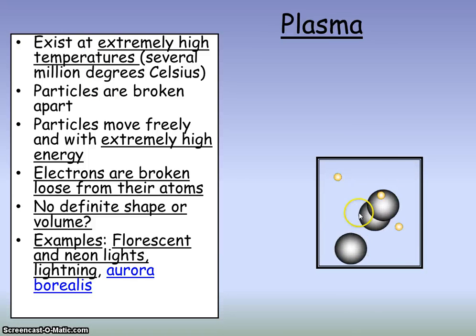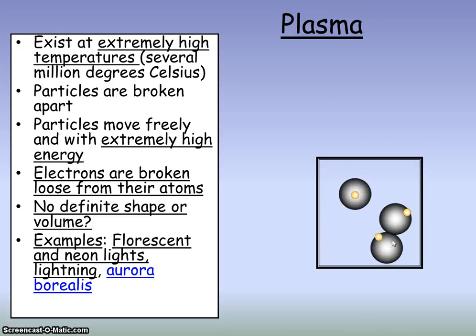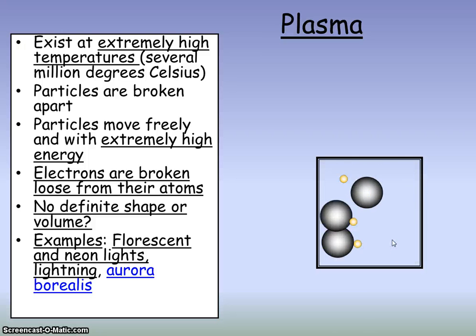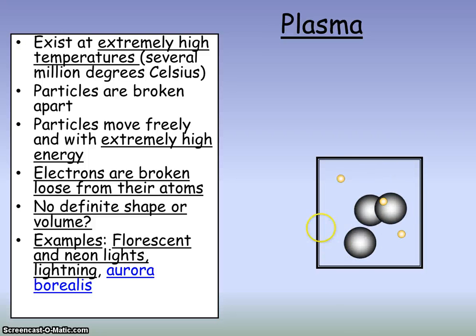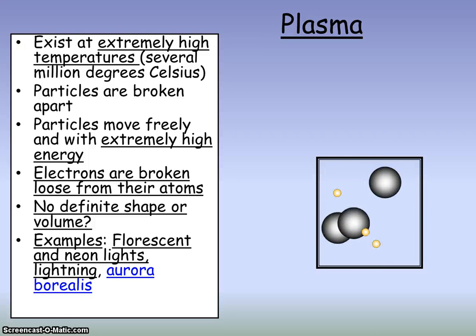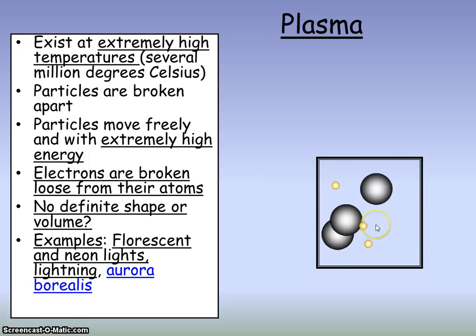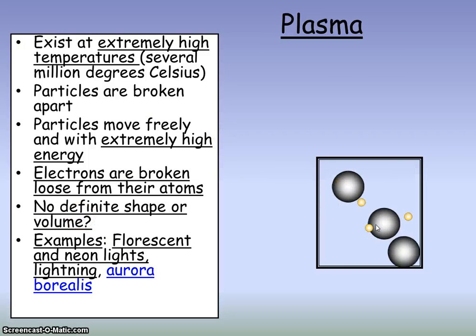You see that? Those little white dots just appeared, right? Those are electrons, okay? The electrons have actually broken loose from the atoms, and they're swarming around just like the atoms. Everything's moving so fast, those electrons really can't hold on anymore, and they break loose. Okay, so like a gas, plasmas have no definite shape and no definite volume. There's so much more energy, though, that those electrons are broken loose.